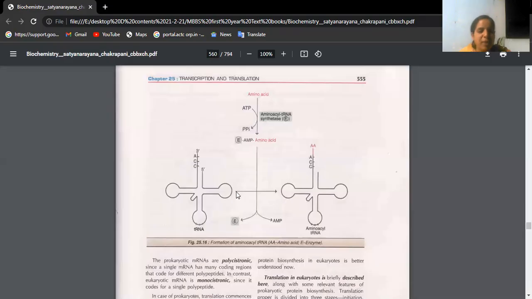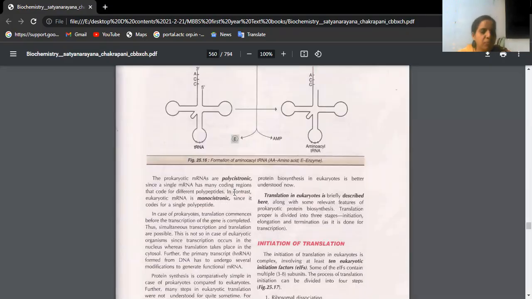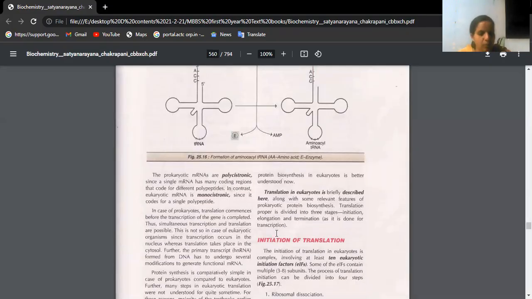Once it is going and getting attached to the 3' terminus of this transfer RNA, you will see energy is released, AMP is released. That is the formation of what you call aminoacyl tRNA. You draw this and give your own explanation in your own words.